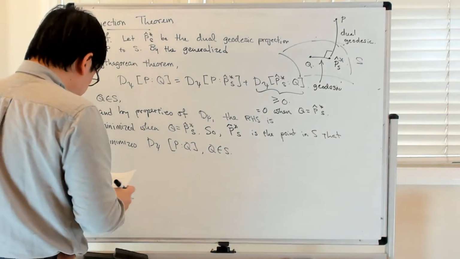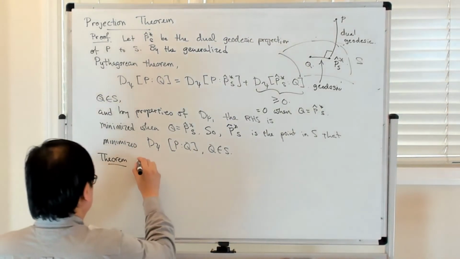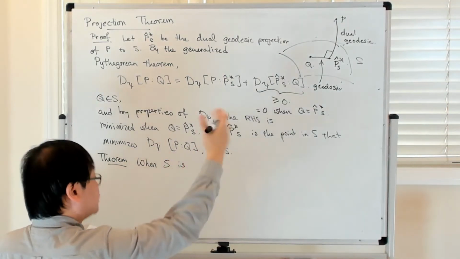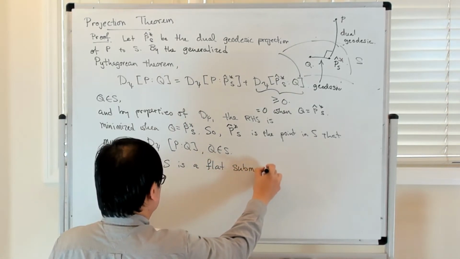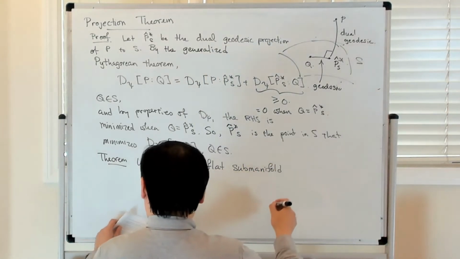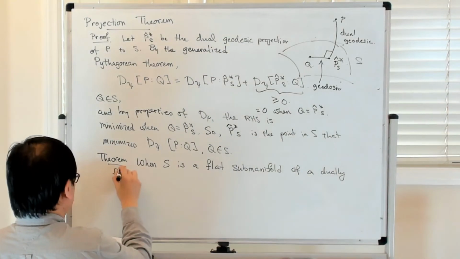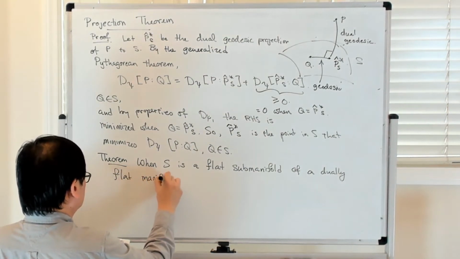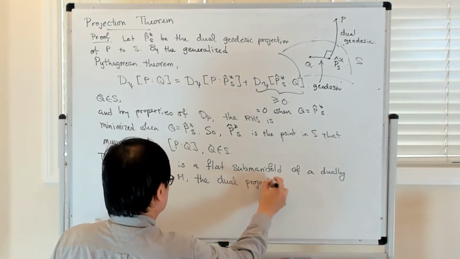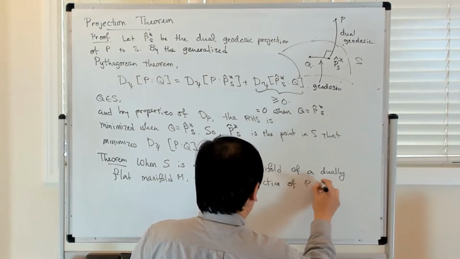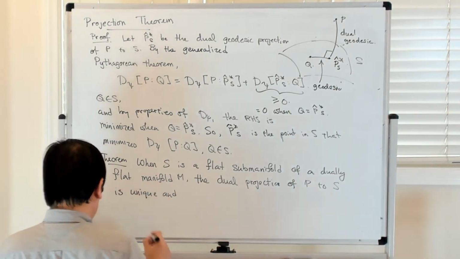So let me state one final theorem. Okay, so when S is now a special type of manifold, when S is a flat submanifold of a dually flat manifold M, the dual projection of P to S is unique and minimizes the divergence.